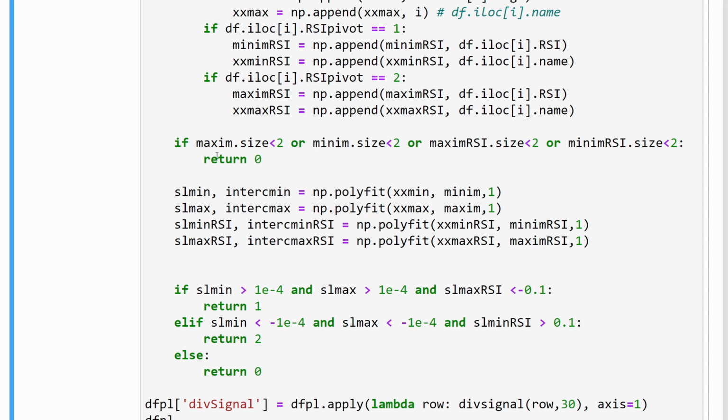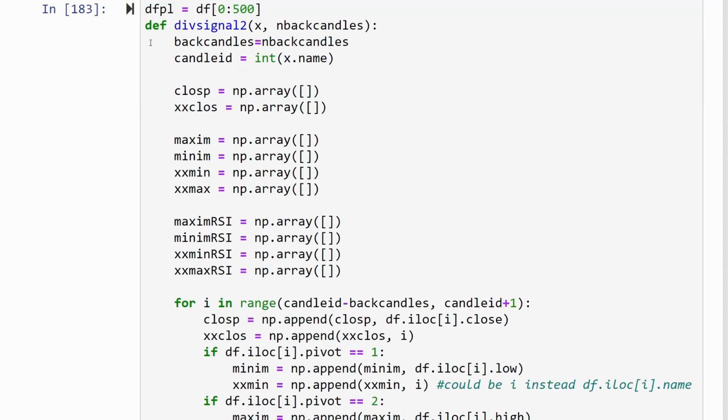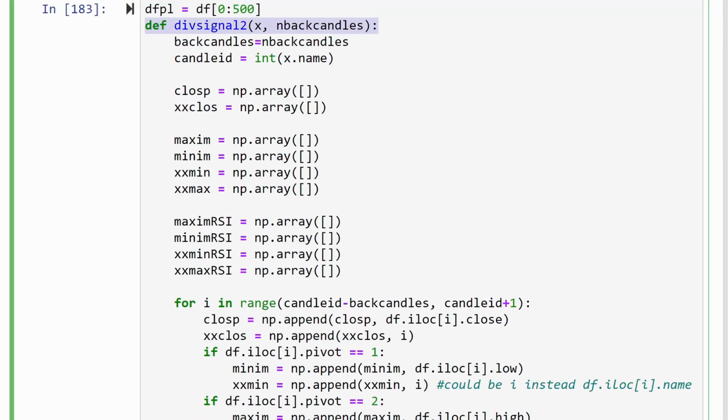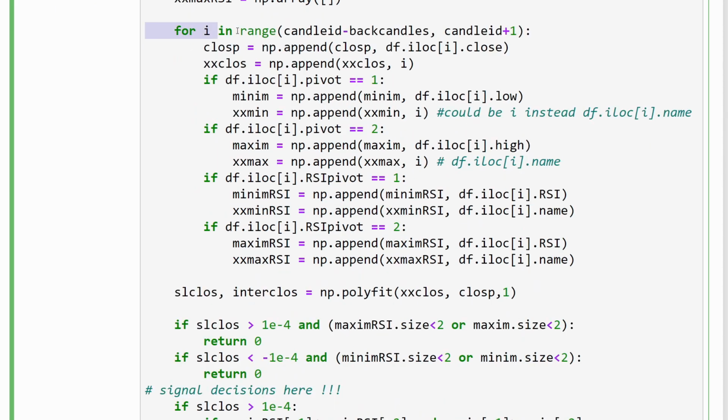Now, if you didn't like the fact that we are fitting the minimas and the maximas into slopes, and you would like simply to compare point differences of levels, at this point we can do something different. We have a modified divergence signal 2 function. It's almost the same as the previous one, with slight differences. We are going to use the closing price value and the position or the index of the closing price value, and we are going to fill those with the maximas and the minimas of the candles and also of the RSI. We are fitting the closing price of the candles into a polynomial fit, into a slope. This will define the trend of the price.